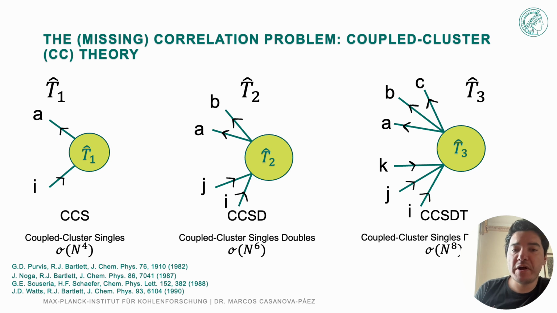Now, depending on where you truncate the T operator is the method you're going to get. For example, if you truncate at T1, the method is going to be coupled cluster singles. If you truncate at T2, this is going to be coupled cluster singles and doubles, or CCSD. At T3, coupled cluster singles, doubles, and triples, or just CCSDT. And you can see down here the computational cost. The first one is n to the power of 4, then n to the power of 6, and 8, where n is the size of your system.